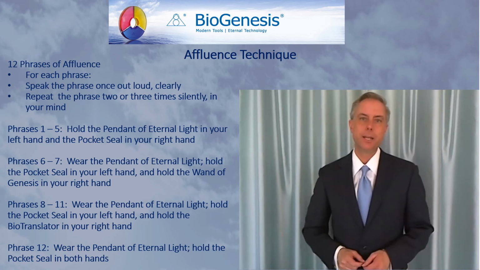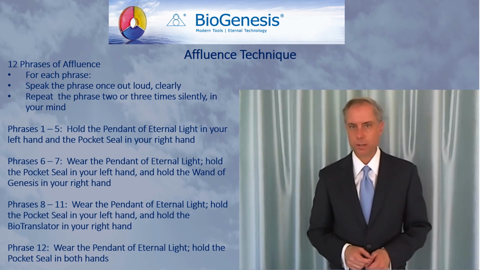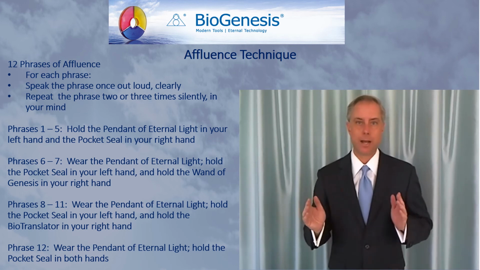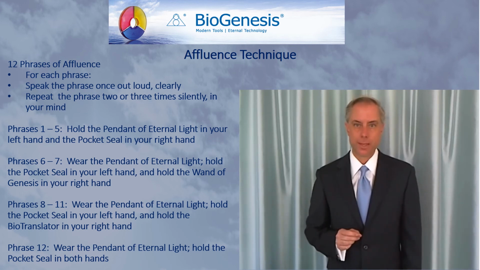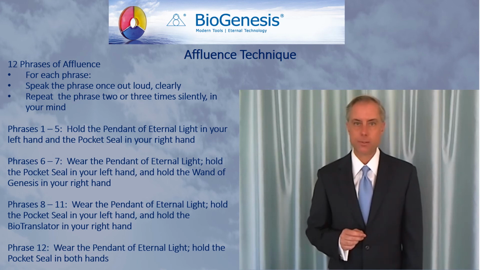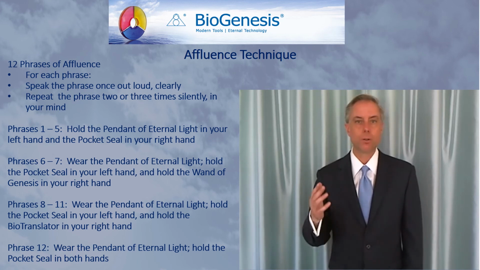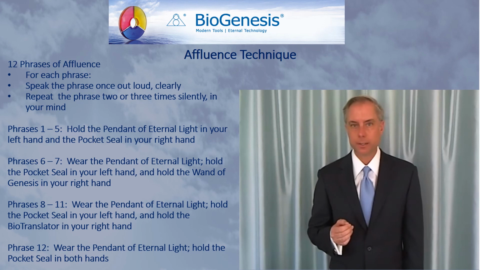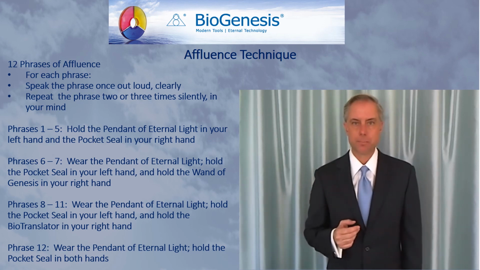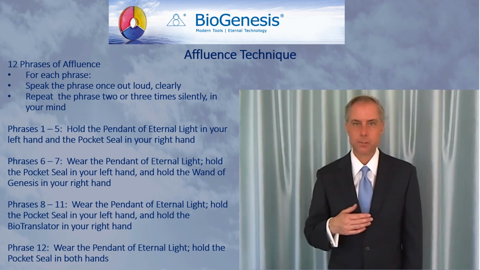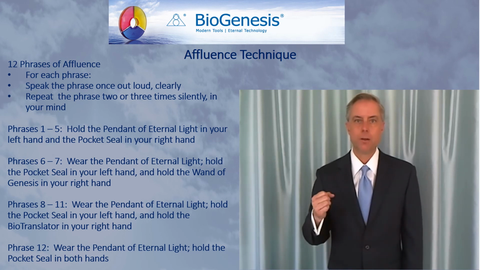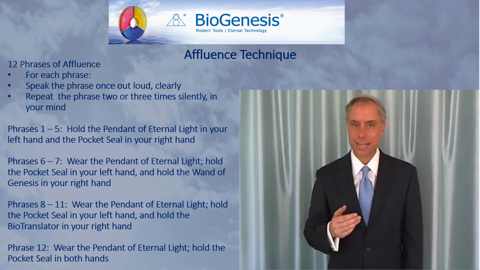So the technique is simple. It involves 12 phrases. For each phrase, we begin by clearly stating out loud the phrase. Then we sit quietly with our eyes closed, and we will repeat that phrase silently within our own mind. We will allow some time to pass, several seconds, 10, 15 seconds. We then repeat that phrase again, silently within our own mind.